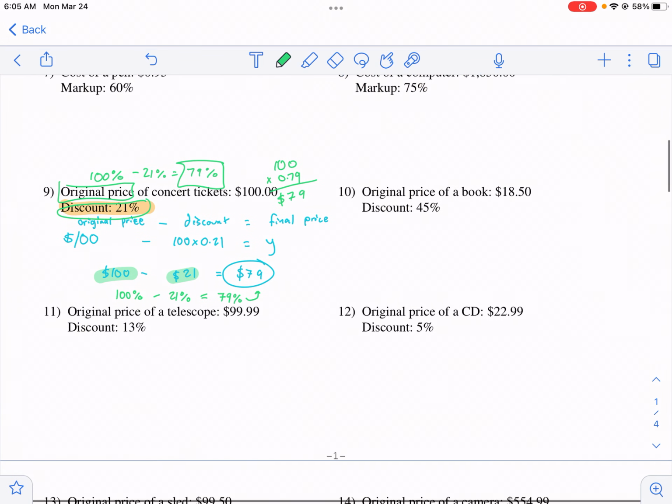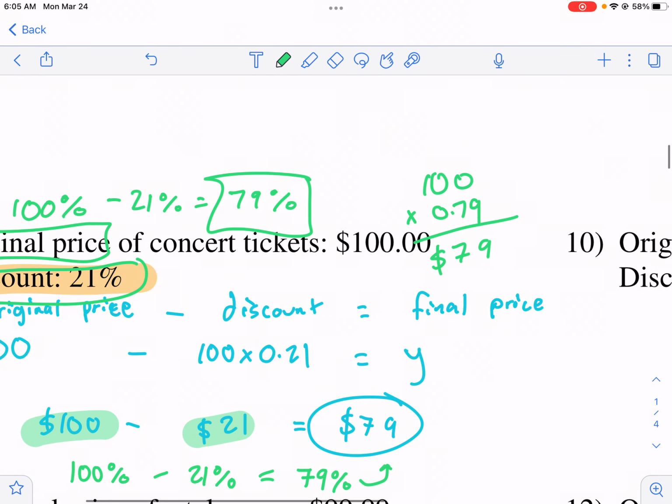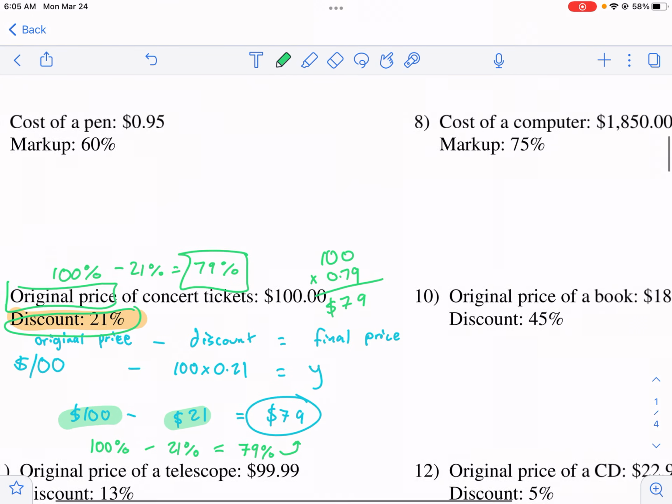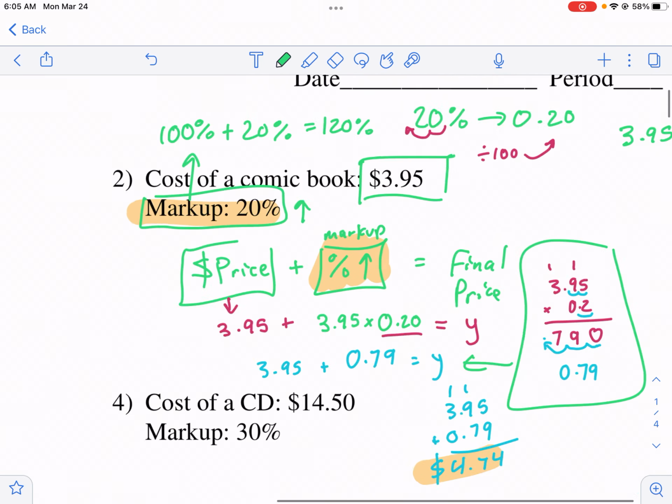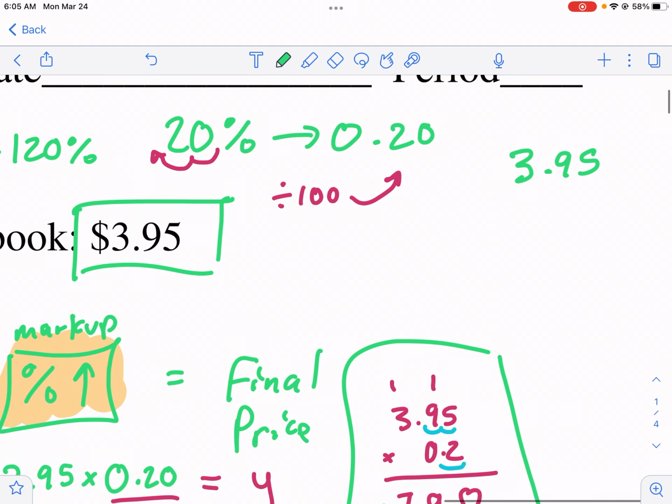So just like before, when I multiplied by 0.79, because that was my final price, it was 79% of the original. This time it's 120%. So that means I'm going to multiply by 1.2. So now I'm multiplying by 1.2 or 1.20. I didn't put the 0 because it makes it a little bit more complicated to multiply. But 1.2 is the same thing as 120%. Sorry, I got a lot of mess here.